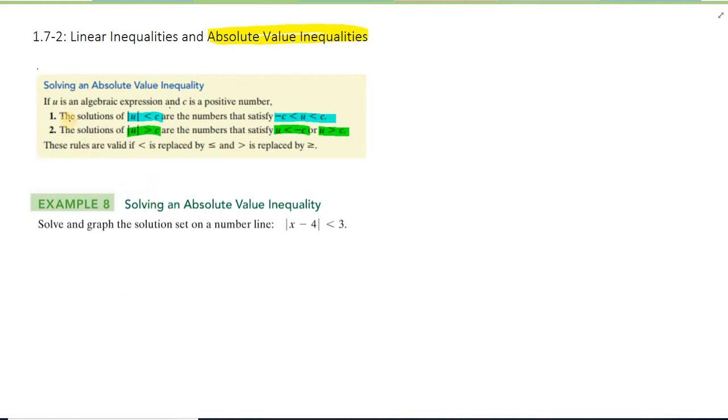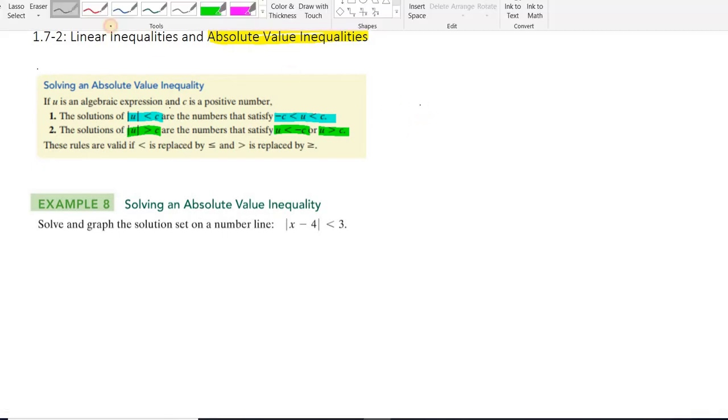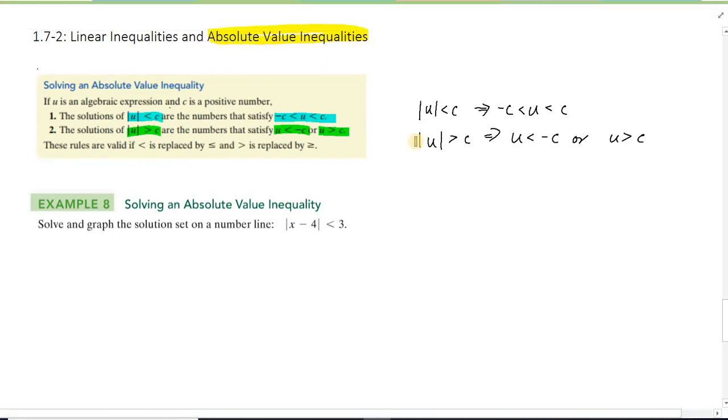Part one is the solution of the absolute value of u less than c. That means you're going to have u greater than negative c and less than c. And the absolute value of u greater than c, then we're going to have u either is less than negative c or u is greater than c. So we really need to remember that. Please make sure to write this somewhere because it's very, very important.